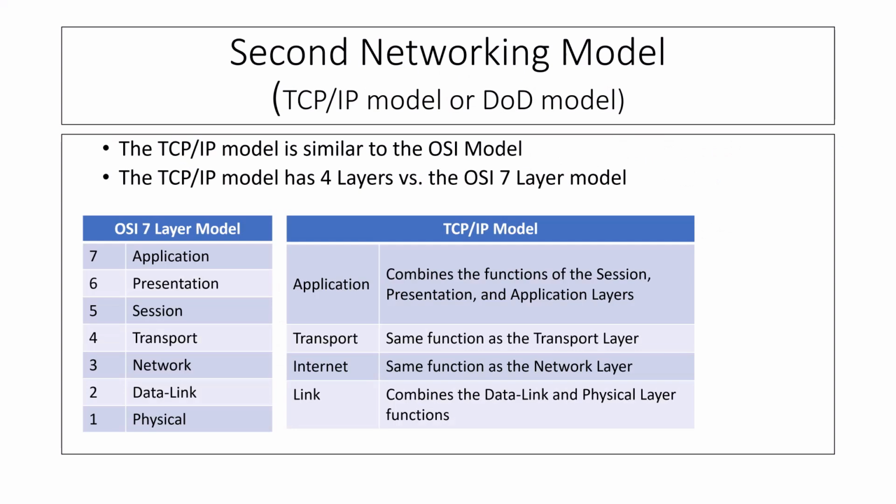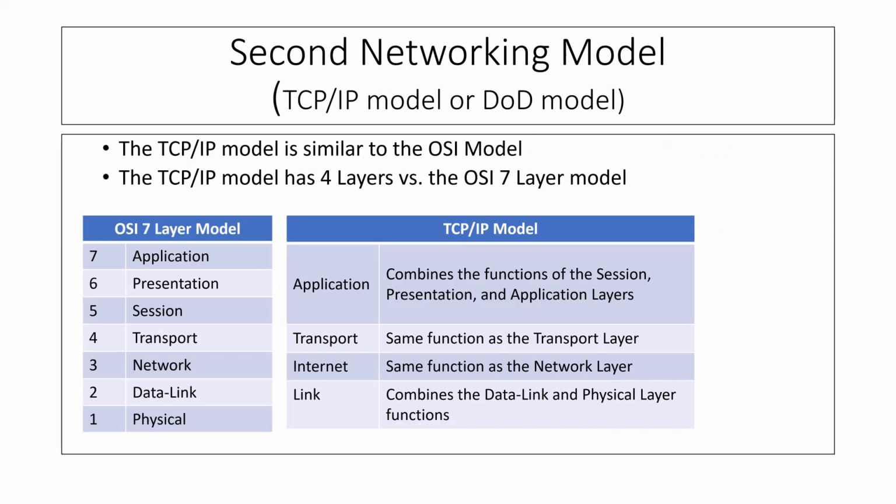The second networking model we have to be aware of for the Network Plus test is the TCP/IP model, sometimes referred to as the DoD model. The TCP/IP model is very, very similar to the OSI model. The TCP model was developed a lot earlier than the OSI model, and it only has four layers versus the OSI model's seven layers.